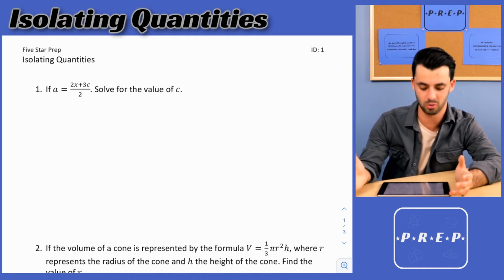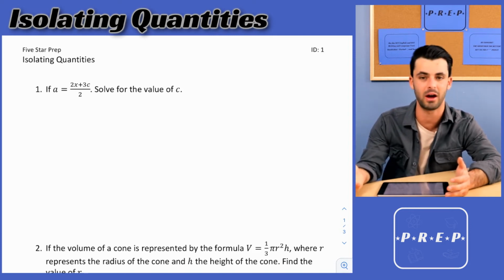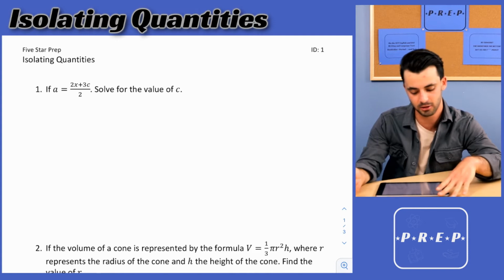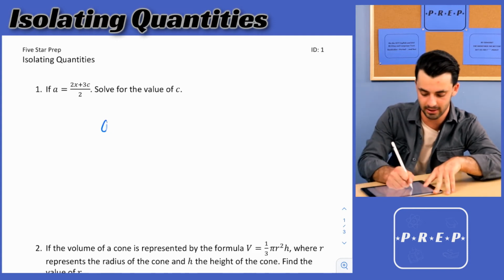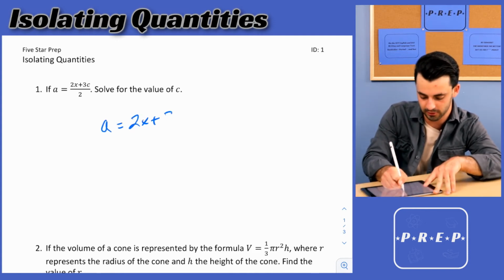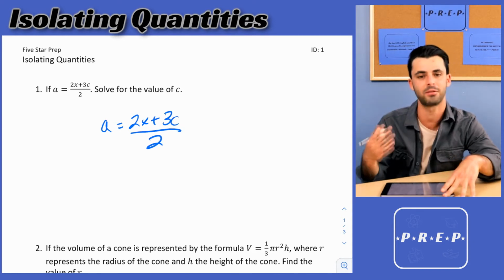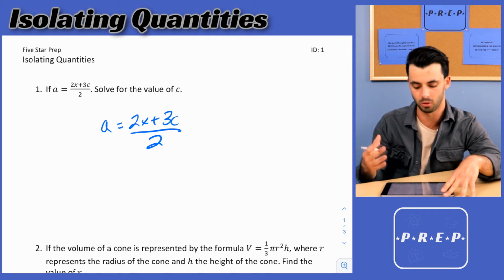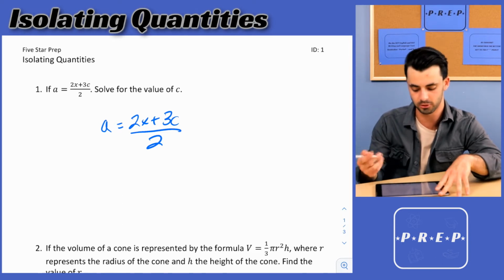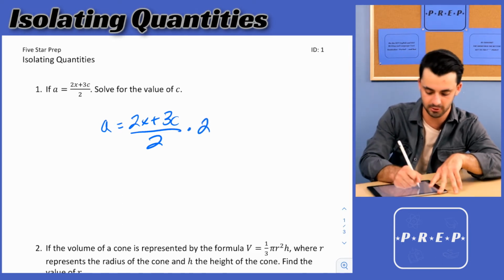Taking a look at question 1, it says if a equals 2x plus 3c over 2, solve for the value of c. Let's rewrite our equation: a equals 2x plus 3c over 2. Whenever we see these questions, you have to have a good background in algebra or you're going to be stuck. But what we want to do here is multiply by 2 on both sides to start us off.